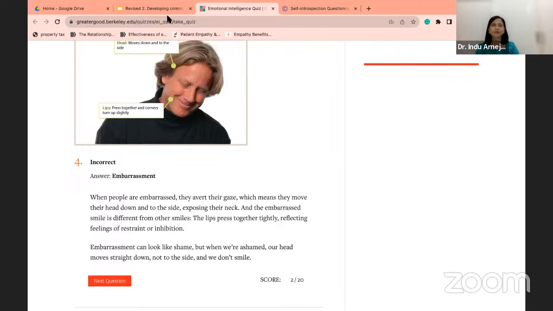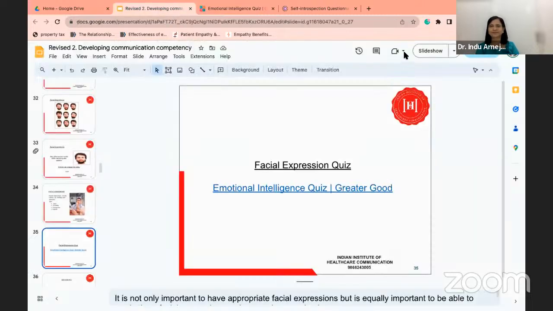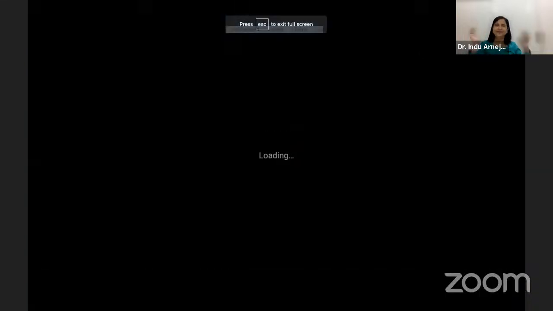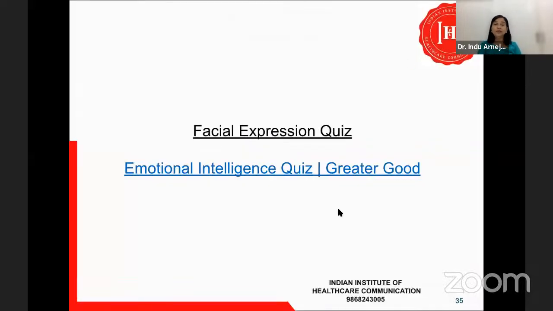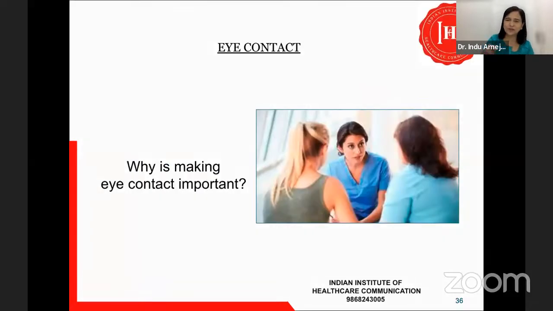I think this quiz was just to make you familiar with the idea that we should be equally good at reading expressions. Because not only do we need to have the right expression, but we should be able to see expressions. Now coming to the next part of non-verbal communication or body language, eye contact.